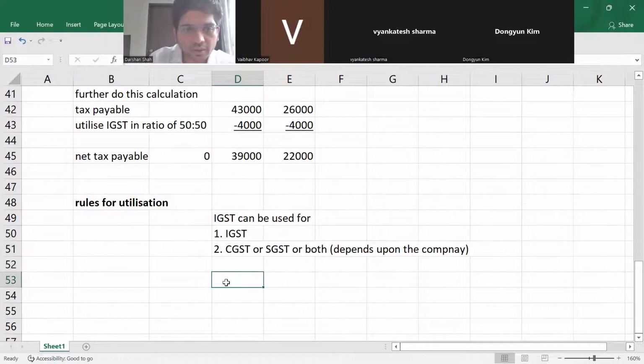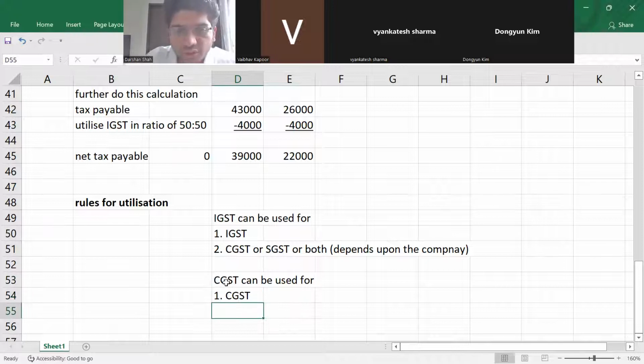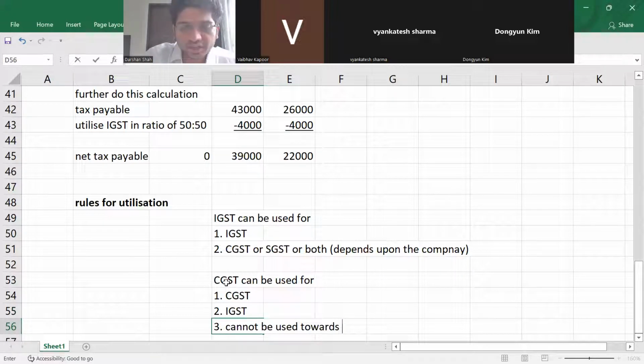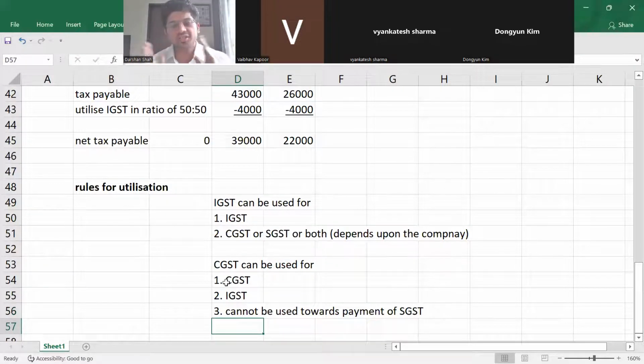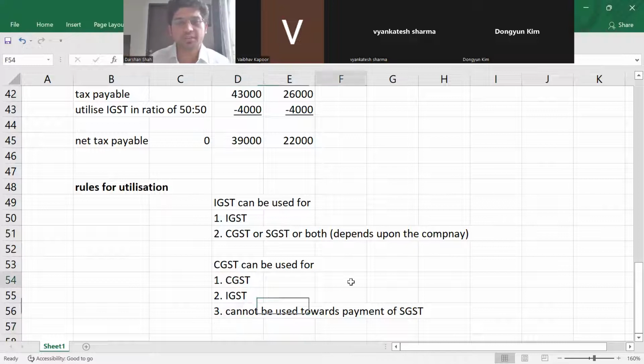Okay. Now, CGST can be used for what? CGST can be used first to pay off CGST only. And then it will be used for IGST, and it cannot be used towards payment of SGST, because CGST and SGST are half rate, right? They cannot be utilized against each other. CGST and SGST cannot be utilized against each other.